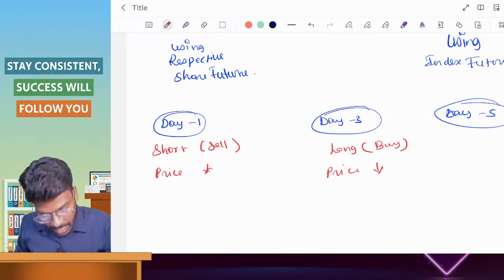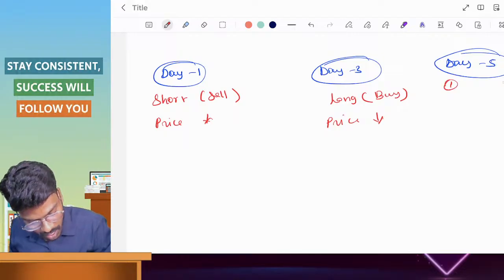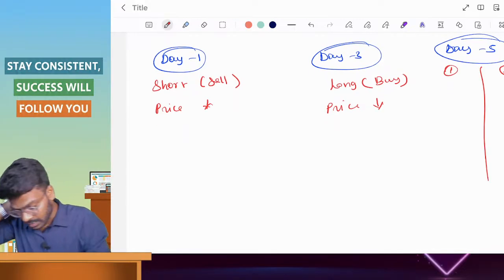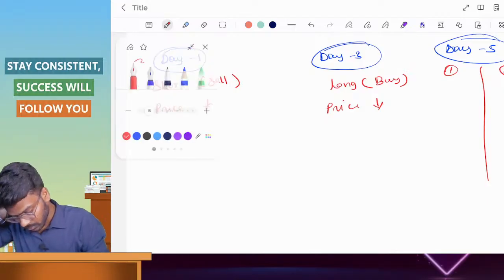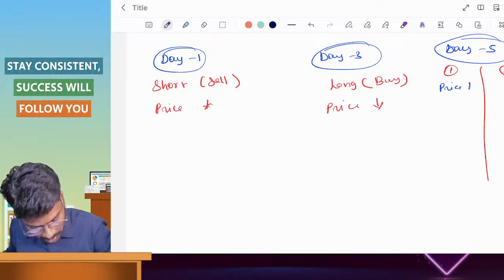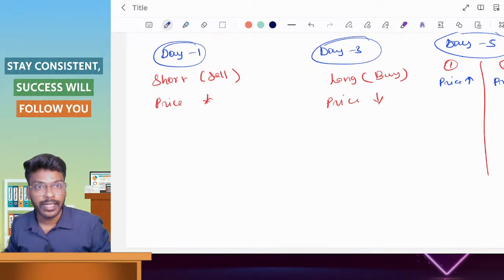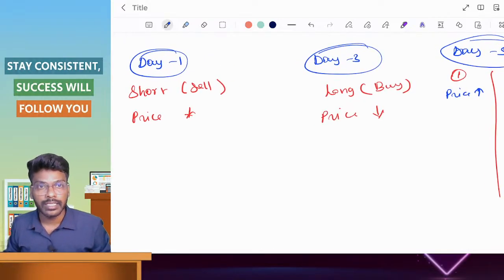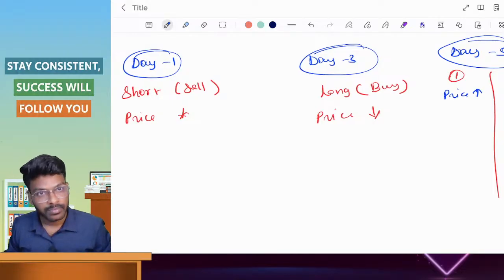There can be two scenarios, 1 or 2. That is, the price will increase or the price will decrease. There are two possibilities: the price can be increased or decreased.